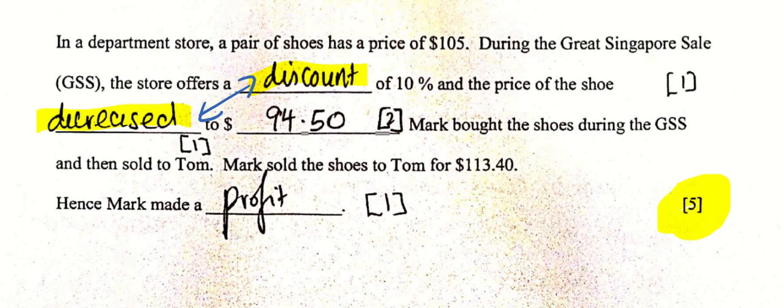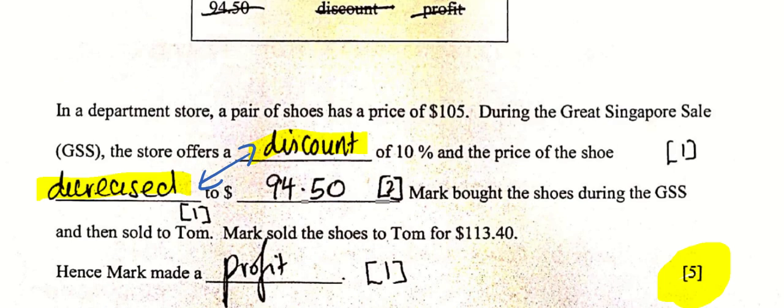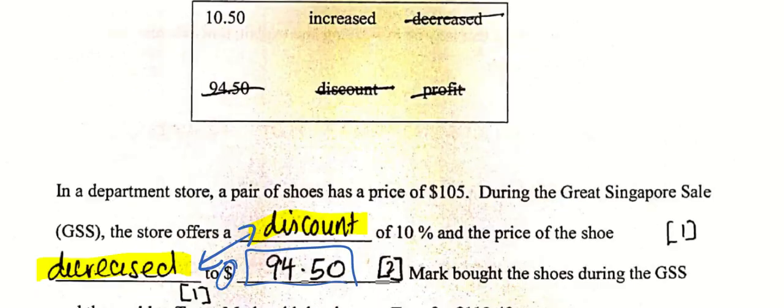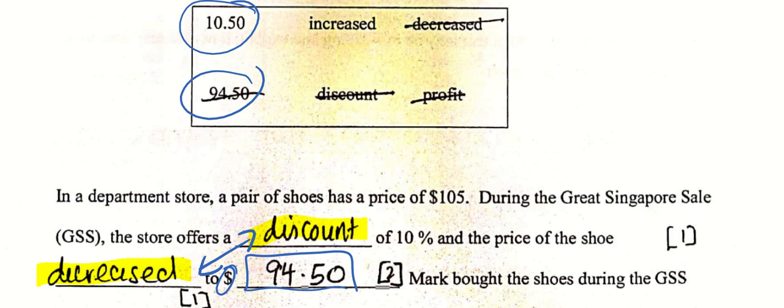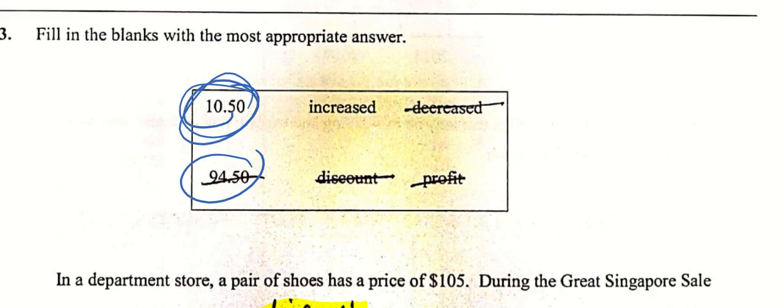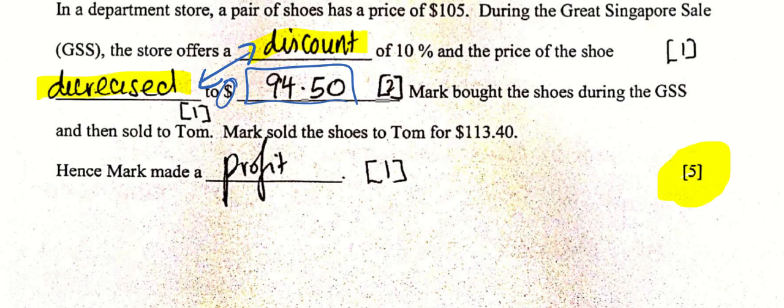To how much? To what? No, lower to what? We expect this to be a number because there's a dollar sign here. Out of the two numbers, there's something where you don't need to do calculations. You don't have to take 90 over 100 times 105 to get an answer. You can make a guess, right? This is way too low for a 10% discount. So 94.5.